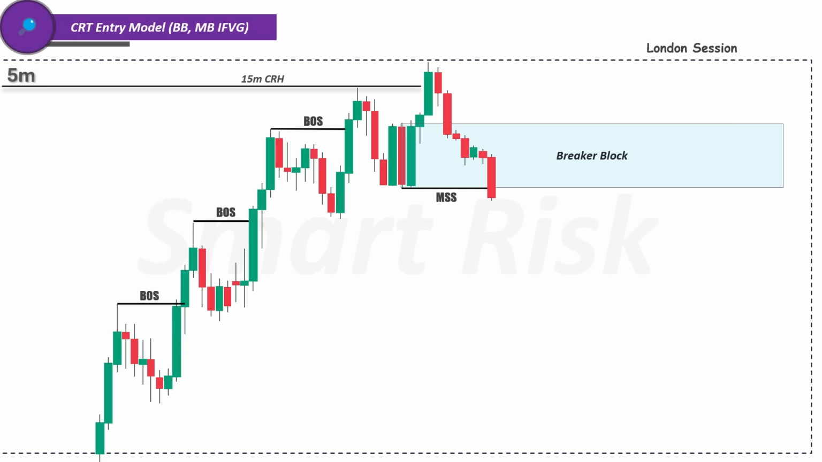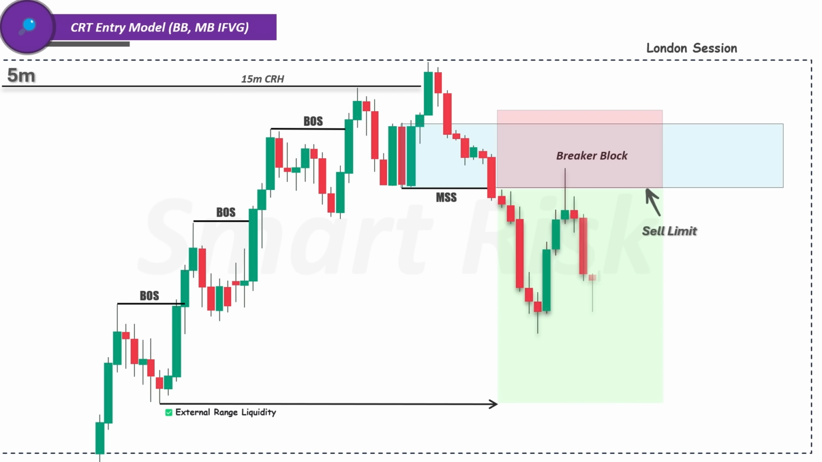The next step is to place a sell limit order at the lowest point of that breaker block and wait for the price to retrace into it. Now, keep in mind, this is different from a mitigation block because with a mitigation block, we look for a lower high, not a higher high.